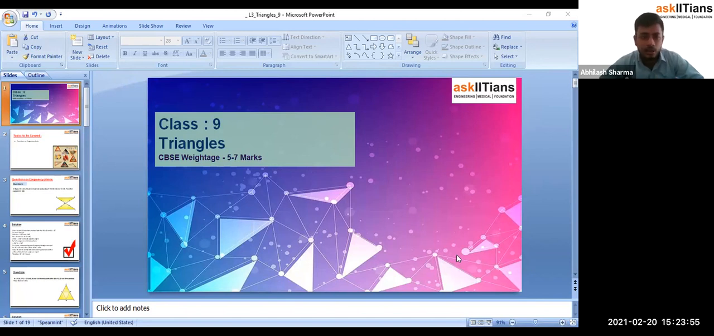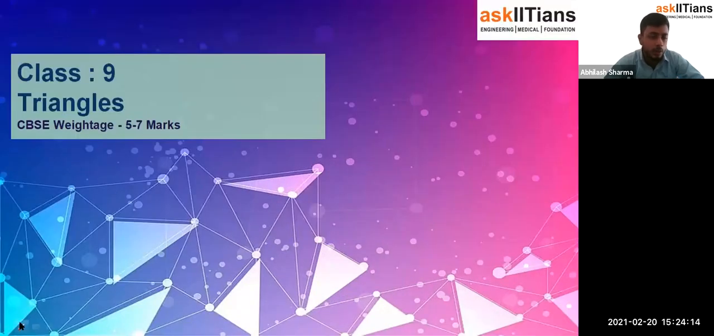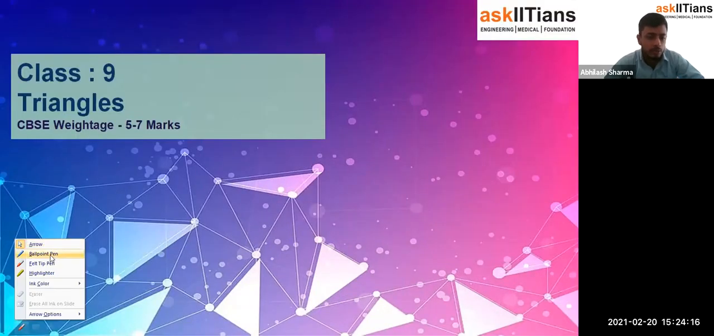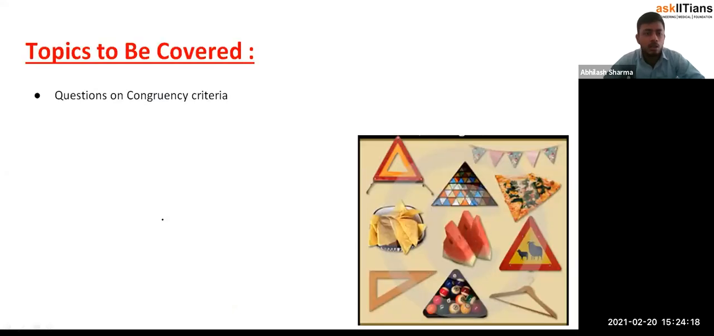In the last lecture, we have basically seen the different criteria that can be used to prove congruence in triangles. Now, in this particular lecture, we'll be looking at mainly some good examples, good questions and illustrations to understand and solve using congruence of triangles, right? So let's get started. Topics to be covered: questions on congruence criteria.